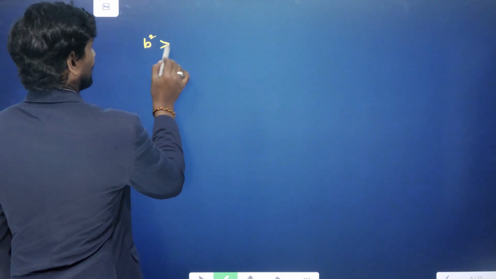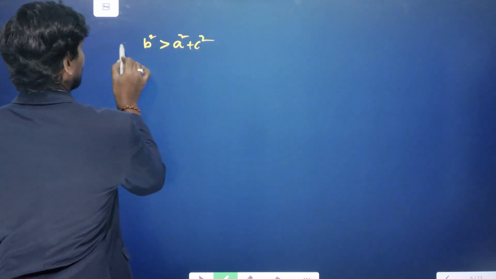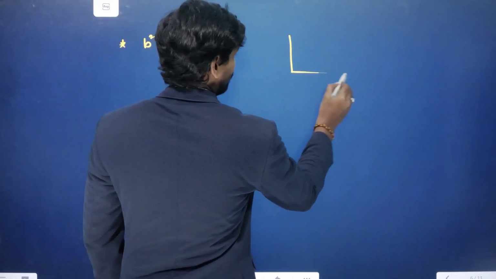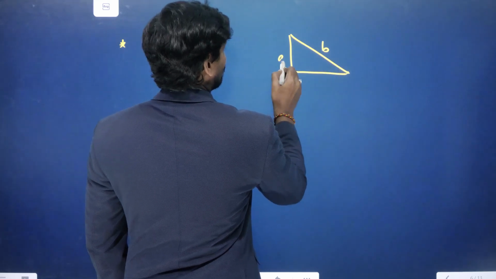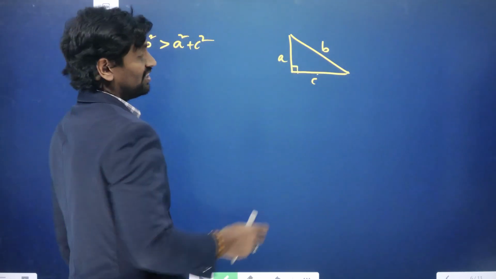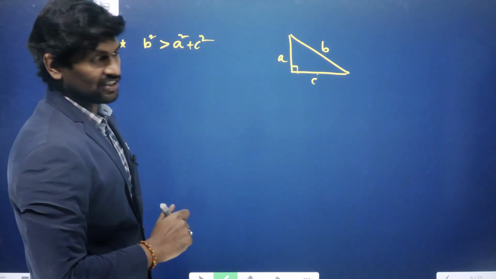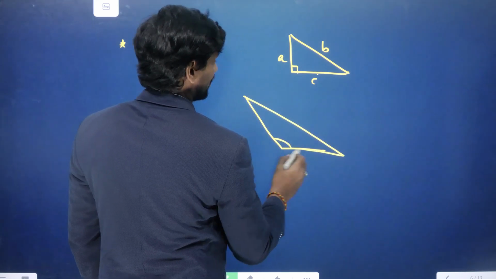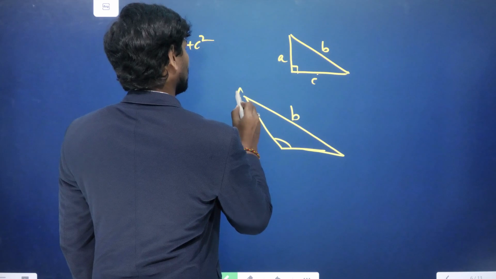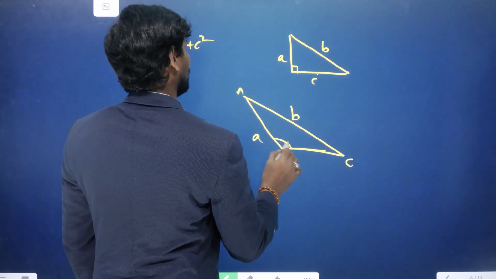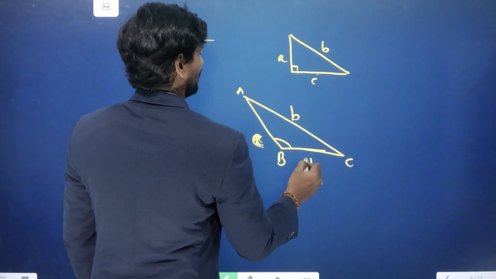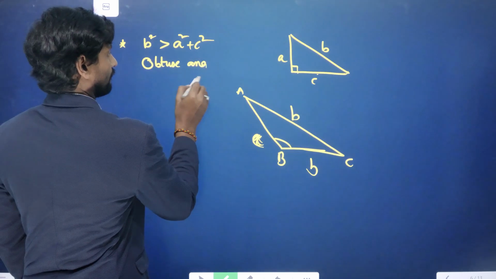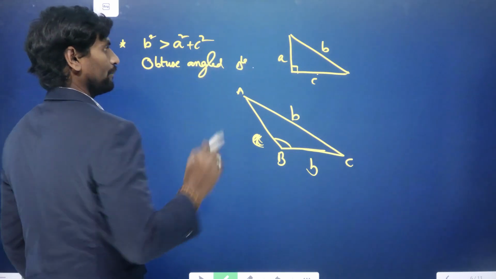B square is greater than A square plus C square. We know that B square equals A square plus C square is a right angle triangle. But here B square is more than A square plus C square, that will be an obtuse angle triangle, because it is somewhat more than the right angle here. So it will be an obtuse angle triangle. Okay?